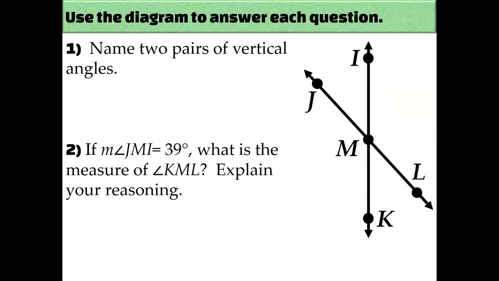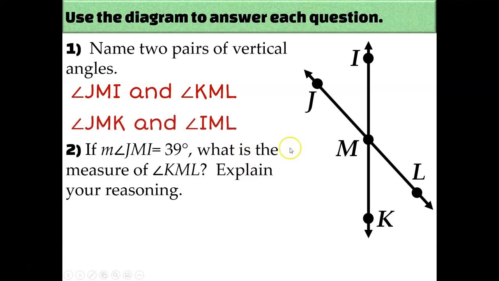So let's give it a try. Do you see two pairs of vertical angles in this diagram? They are angle JMI and angle KML, the two acute angles. That's the first pair of vertical angles. The other one is angle JMK and angle IML. That's another pair. These two obtuse angles are vertical as well.